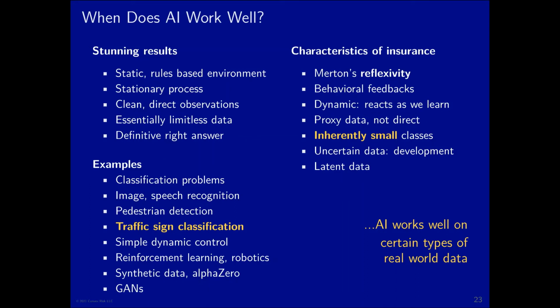We also often deal with proxy data, not direct data. I never actually get to observe your true annual expected claim frequency on your auto policy. You either have a claim, in which case I see one claim, or you didn't, in which case I see none, but your actual frequency is some number around 5 or 10%, and I never actually see that.